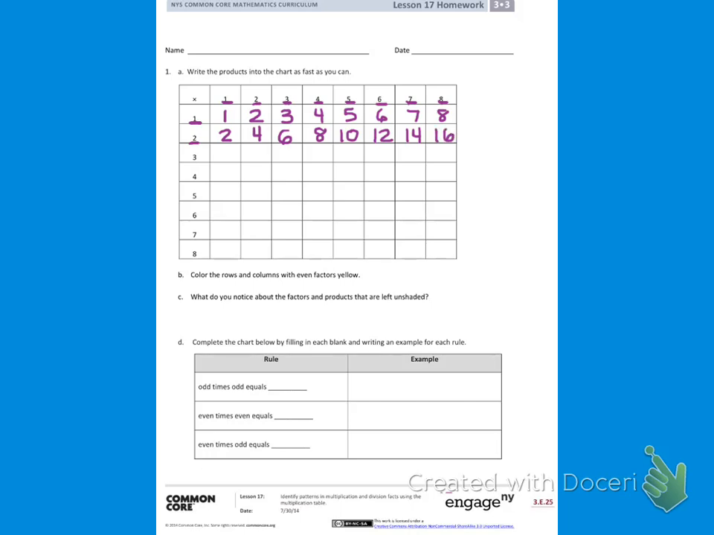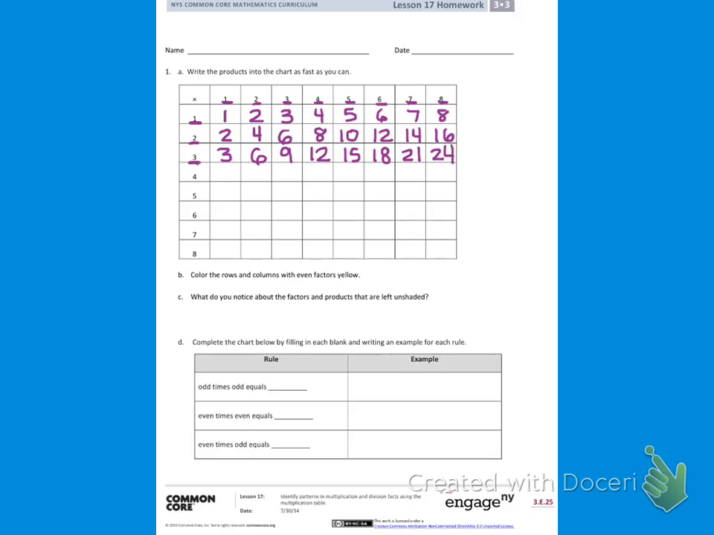Now I'll go to the third row and do the threes. 3 times 1 is 3. 3 times 2 is 6. 3 times 3 is 9. 3 times 4 is 12. 3 times 5 is 15. 3 times 6 is 18. 3 times 7 is 21. 3 times 8 is 24.